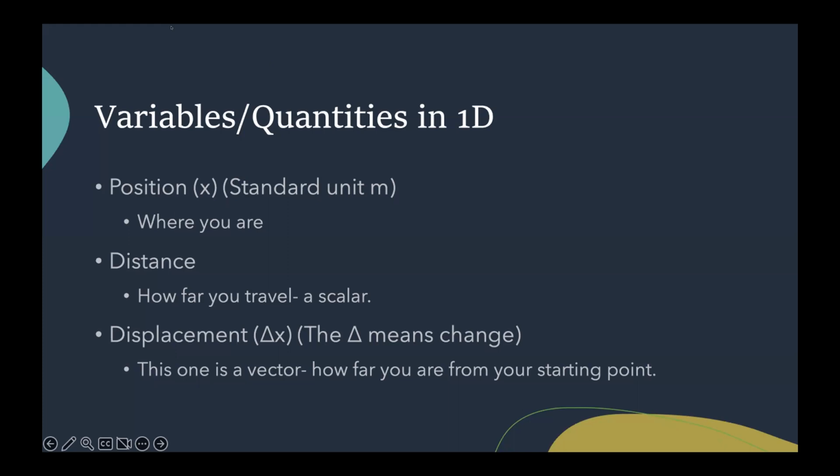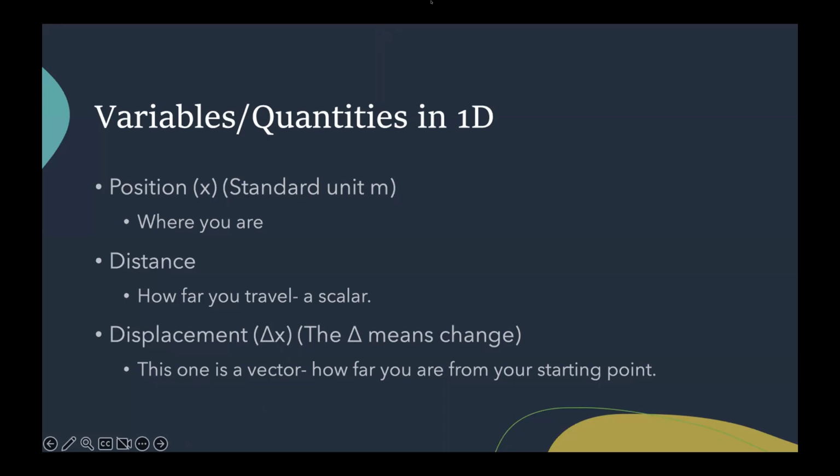For displacement, however, this is denoted as change in position. This little triangle, it's the Greek letter delta, and it just means change. So delta x here, it's not triangle x, it's delta x, and that just means change in x, or change in position. So this is going to be a vector instead.